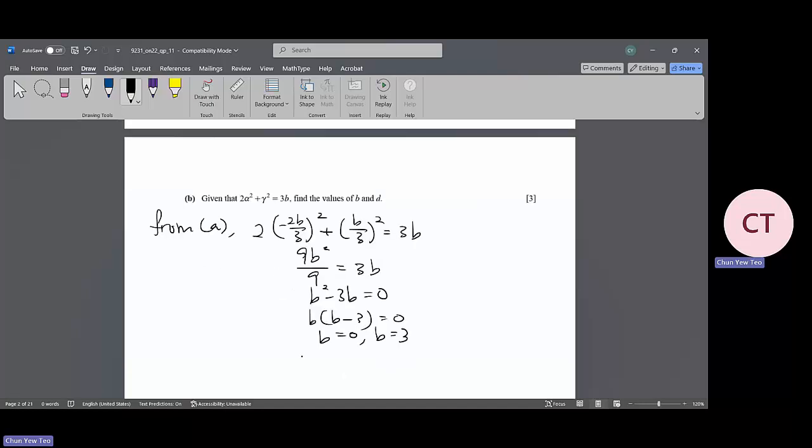For the same reason, we reject b equal to 0, because b is not equal to 0. So our b has to be 3. So we have found b. From the result of part A, 4b cubed plus 27d equal to 0, it will be 4 times 3 cubed plus 27d equal to 0. Then d is equal to negative 4. Done. That is the answer for part B.